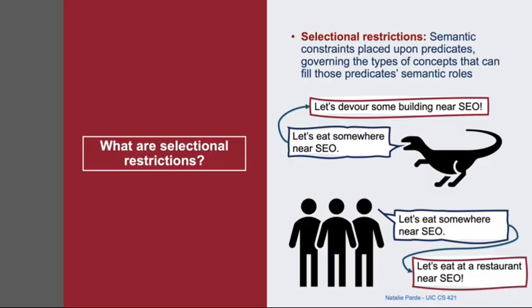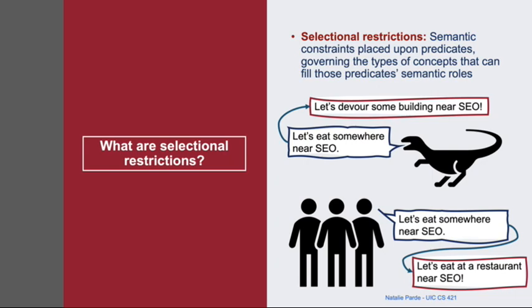Selectional restrictions are the semantic constraints placed upon different types of predicates. They dictate which types of concepts can fill the predicate's semantic roles. Going back to an example from a previous module, consider the sentence, "Let's eat somewhere near SEO." There are two possible parses and corresponding interpretations for this sentence. In one, you're referring to eating a place that's located near the Science and Engineering Offices building, and in the other, you're talking about eating at a place near that building.